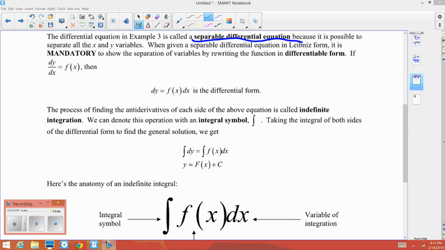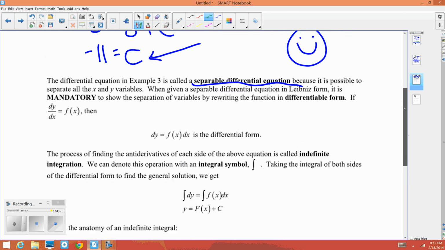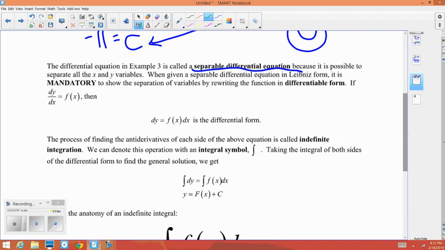All right, so we're going to continue our diffeqs, or differentiation, anti-differentiation, and introduce the idea of integration. The example that we did in the last video, example 3, is called a separable differential equation because you can get the x's and the y variables on either side. When you're given a differential equation in Leibniz form, and remember that's like our dy dx, it is mandatory to show the separation of variables by writing it in differential form.